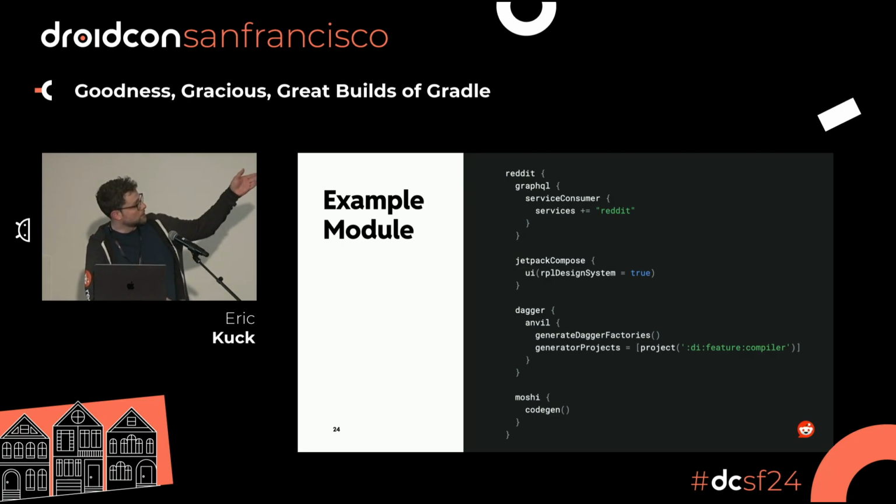So here you can see we use GraphQL, and we use Apollo for our GraphQL code generation. This is setting up consumers and services. We use Jetpack Compose, not only the Jetpack Compose runtime, but also UI, along with our design system. We use Dagger. This particular module configures all that with Anvil and has it set to generate the Dagger properties. And it uses Moshi along with CodeGen.